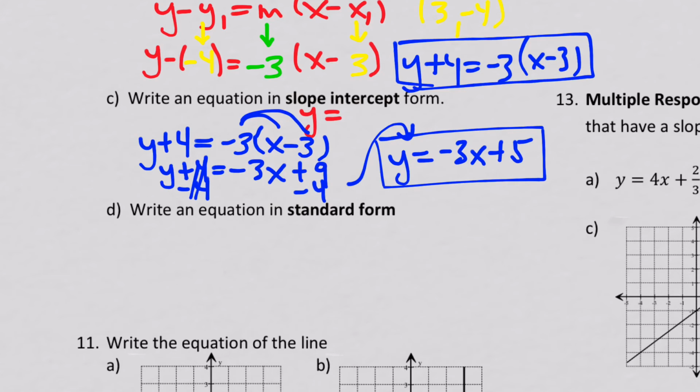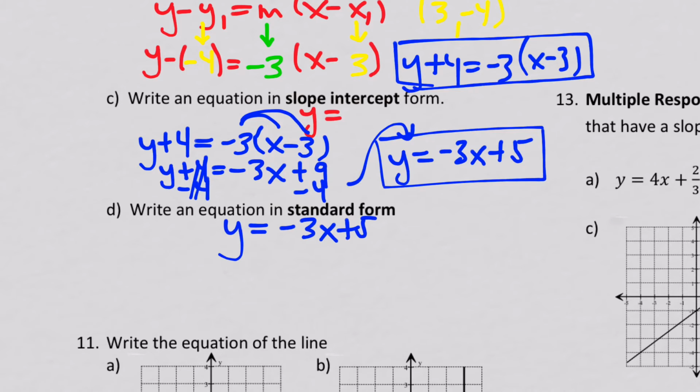Lastly, in this question, I want to go into standard form, which would be basically where you put x and y together on the same side. So if I look at this form here, y and x are on opposite sides of the equal sign. So I got to get this negative 3x over to the left. So how would I do that? Let me write the equation again. So right now I have y equals negative 3x plus 5.